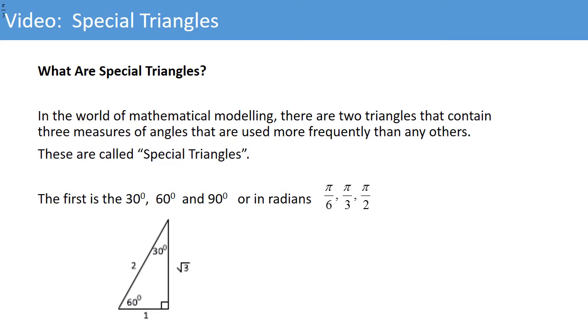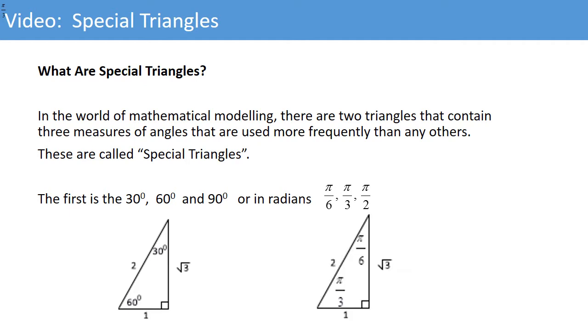At the bottom is the 60 degree. At the top is the 30 degree. The side opposite the 30 degree is measure of 1. The side adjacent to the 30 degree is measure square root 3. And the side that represents the hypotenuse has the measure of 2.